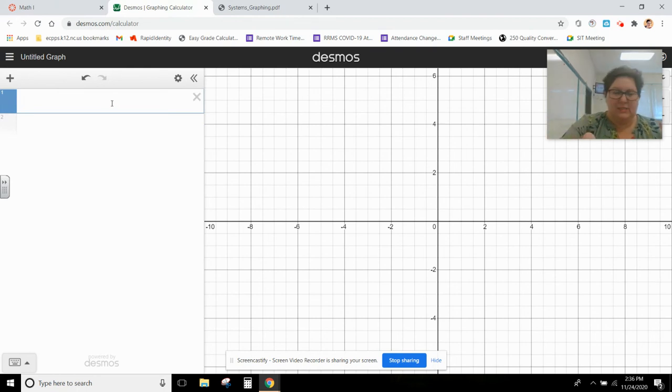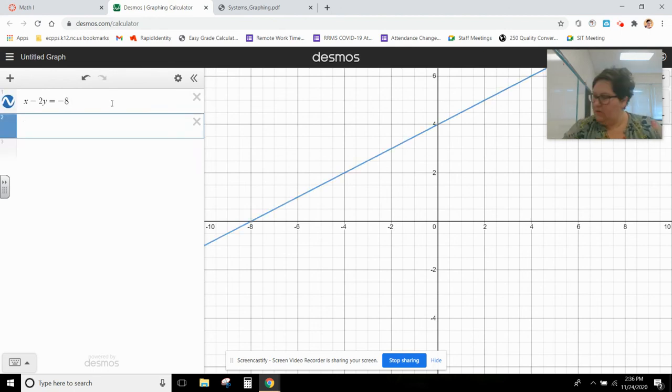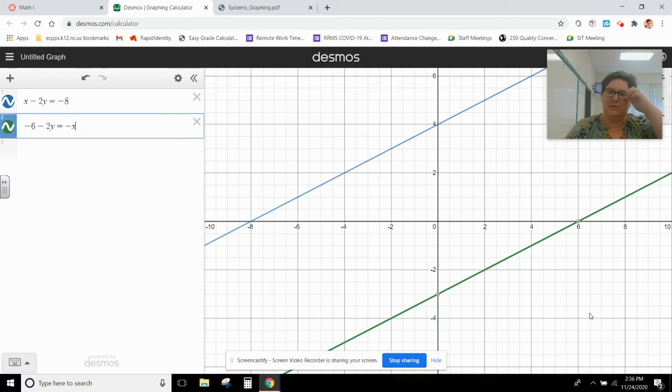And then let's look at our last special case, and this is example 4. x minus 2y equals negative 8. Enter. Negative 6 minus 2y equals negative x. Look at these two lines. We talked about these types of lines before. These two lines are parallel. That means they never touch.